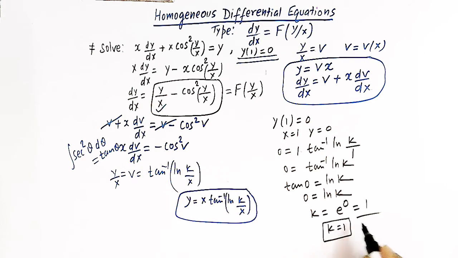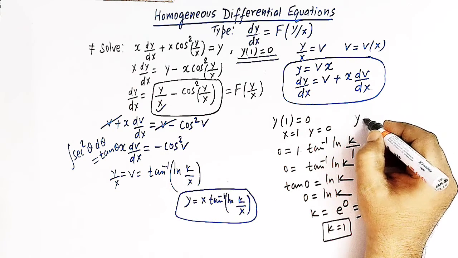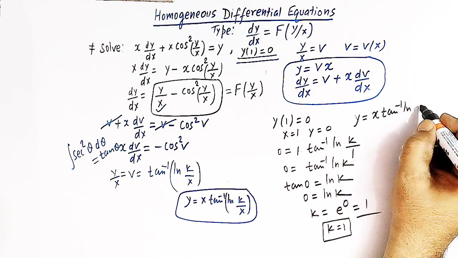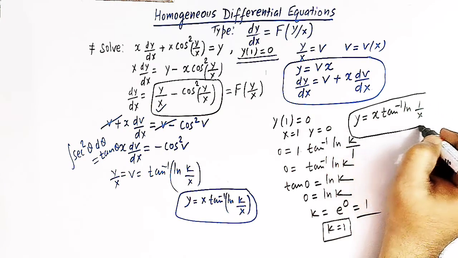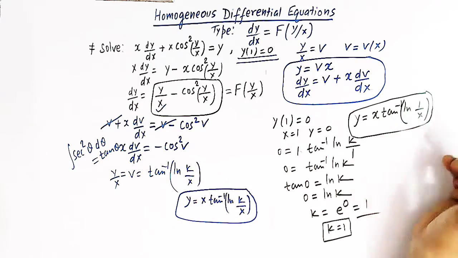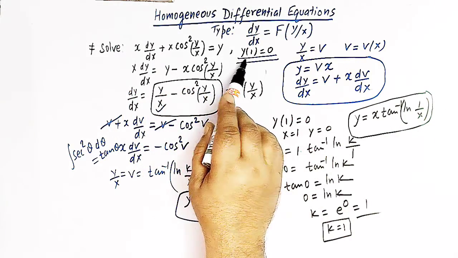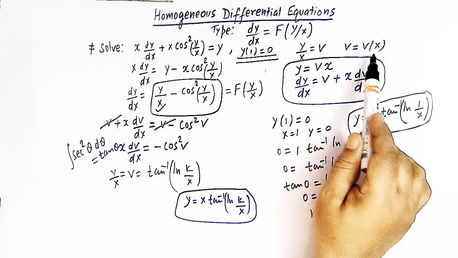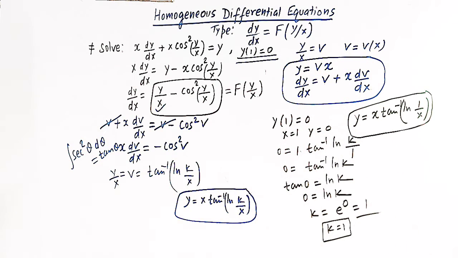So we can now get the particular solution by substituting k is equal to 1 over here. So the particular solution is y is equal to x tan inverse the natural log of 1 over x. So this is the particular solution of this differential equation, provided the condition is y of 1 is equal to 0. So this is how by making use of this substitution, we can solve these kinds of differential equations.